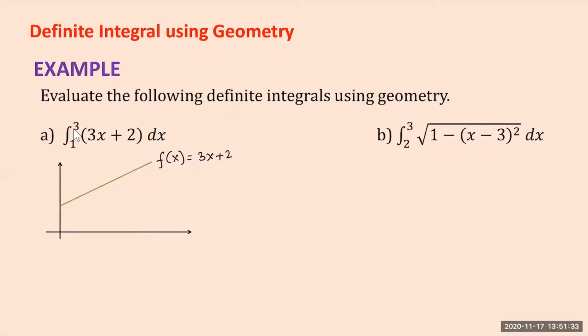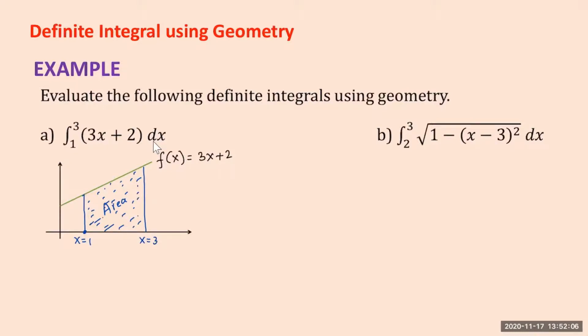So when x is equal to 1, x equal to 1 is here. That is x equal to 1. And x equal to 3 is maybe here. This is x equal to 3. We want to find this definite integral. This definite integral will be equal to the area over here. It will be equal to that area. And if you look at the shape of this area, this is a trapezoid. This is the trapezoid. And you know how to find the area of a trapezoid.